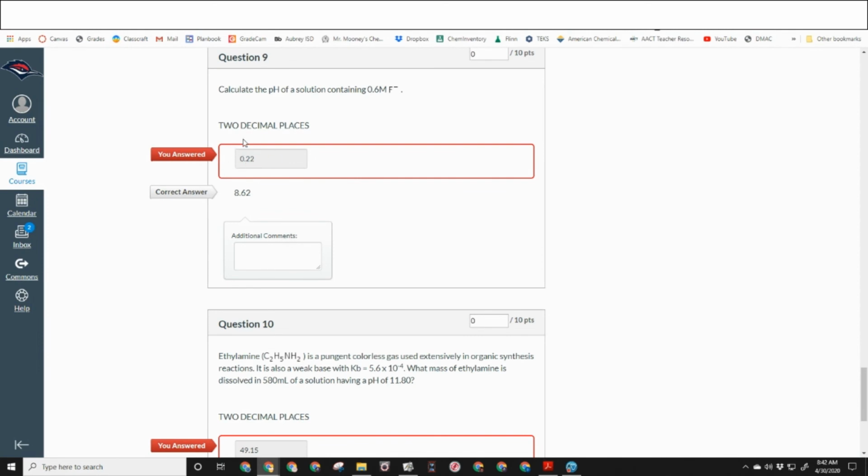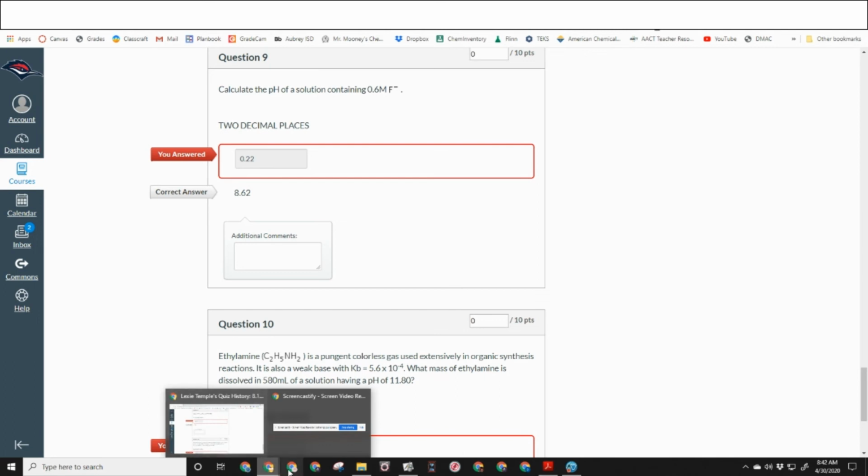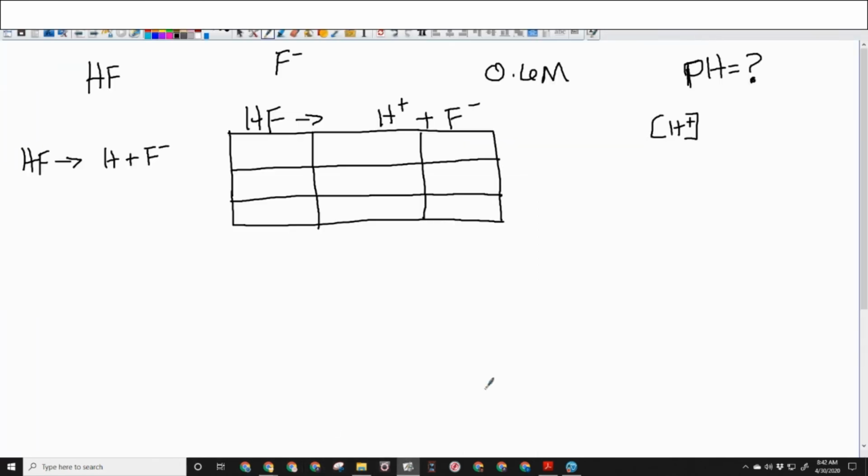Okay, so this student calculated the answer is 0.22. Now let me show you how she got that and then explain about the very common mistake that was made. So here you have, let's go ahead and put this in, 0.6 molarity here. Well, let's look at this. This is the molar ratios, the law of molar ratios.